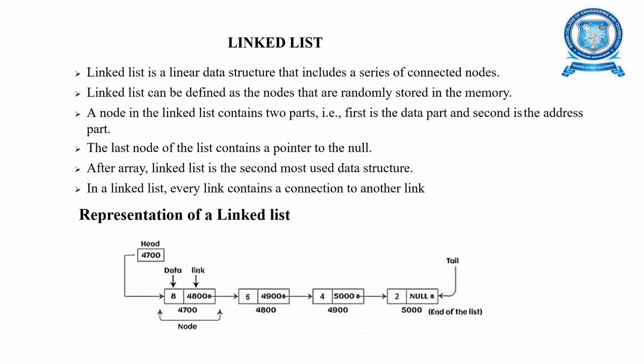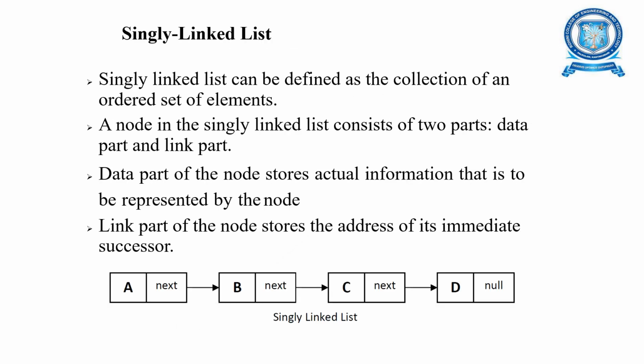In a linked list, every link contains a connection to another link. So this is the representation of a linked list. There will be data and a link; the value will be there, and the address of the next will be given. The first is the head and the last is the tail, and the data and link combined is known as the node.